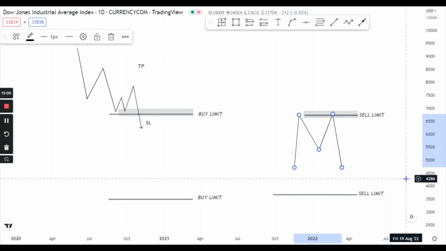Don't repeat your mistakes. Don't confuse the two, please. Don't confuse the two, because those are the key.